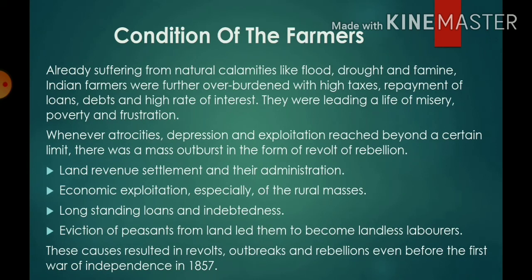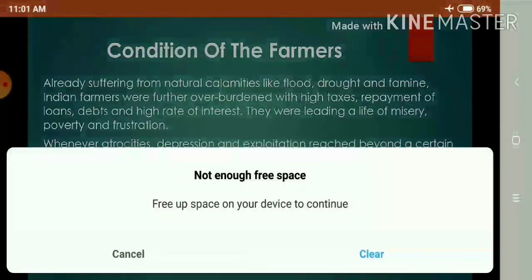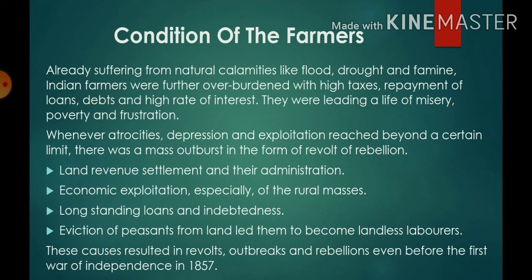Revolt by farmers. In many areas, the farmers revolted against the high tax, and whenever atrocities, that is atyachar, repression and exploitation reached beyond a certain limit, there was a mass outburst in the form of a revolt or rebellion.